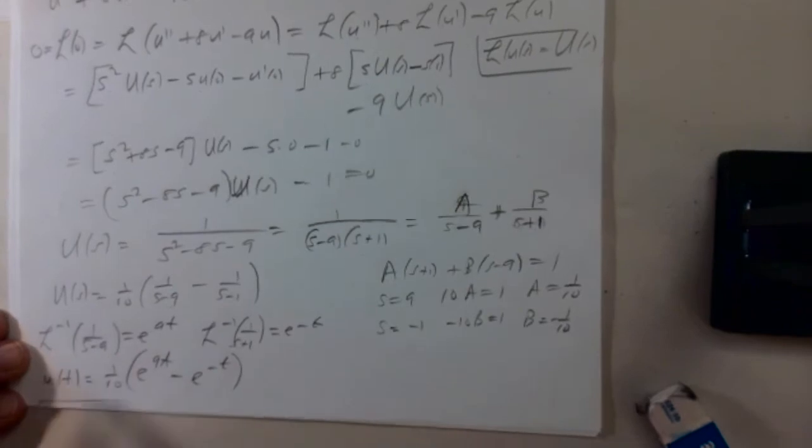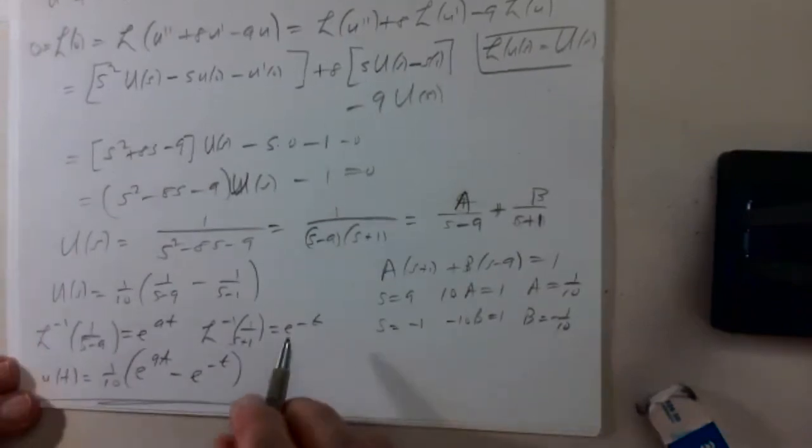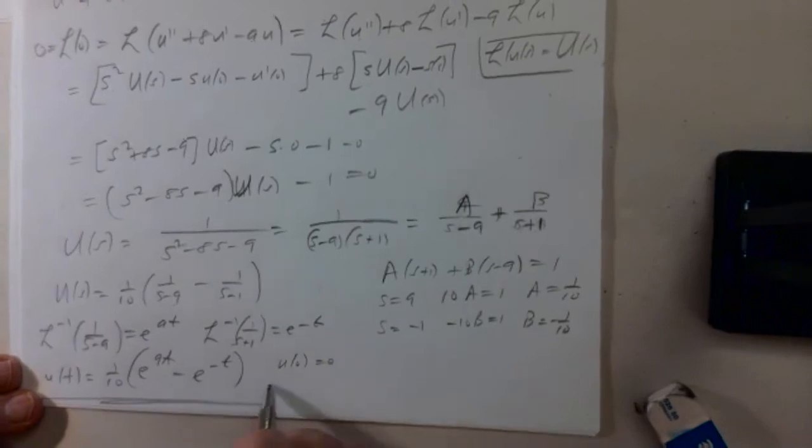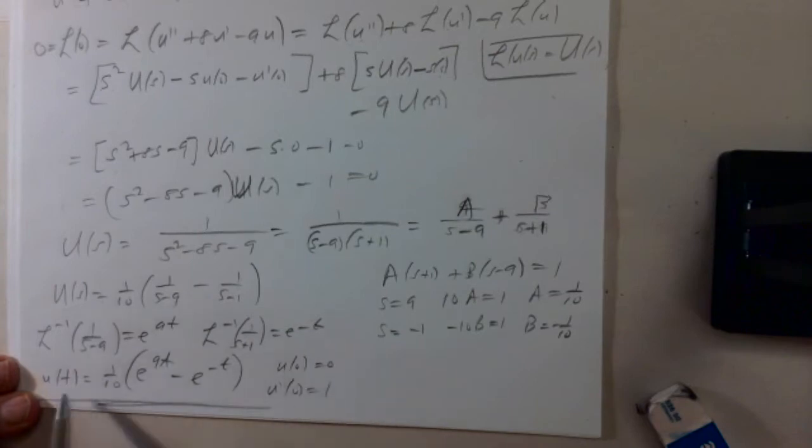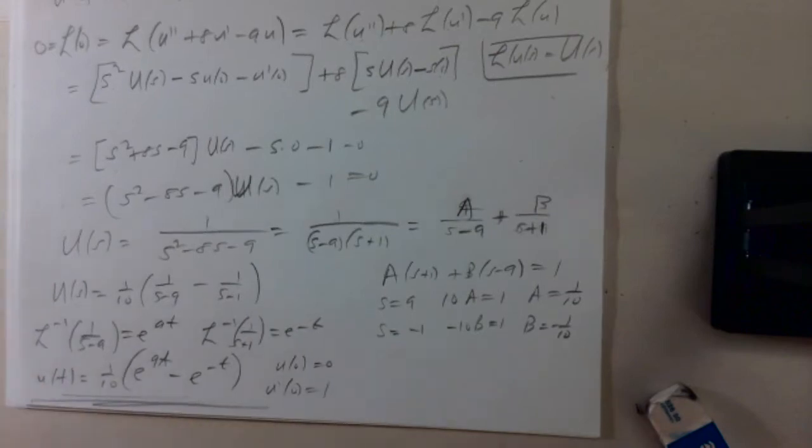And if we check, let's just check the boundary conditions. U of 0 is 0. U prime of 0 is 1. And you can also check that this satisfies the differential equation. I'm not going to do it right now. But this is the solution, right? So we found it using the Laplace transform. All right. Any questions about this?